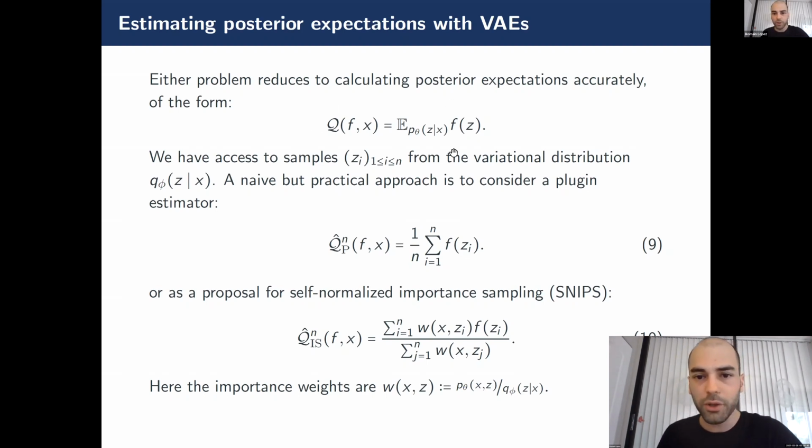So the idea is we want to calculate this thing, which is the bread and butter of MCMC methods, but here we'd like to do it with the VAE. Let's say that we have access to samples from the variational distribution, and there are a couple of things we can do. First, we can just use a plugin estimator, averaging everything from this distribution, or we can reweight the samples using self-normalized importance sampling, weighing those labels by this density ratio, so that we can keep the most promising samples.